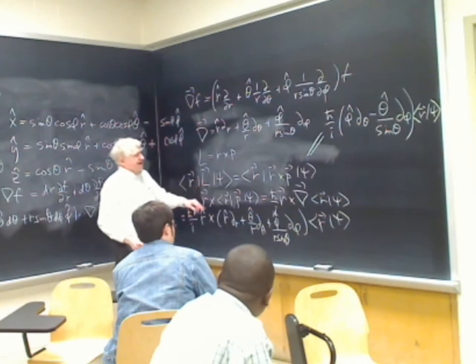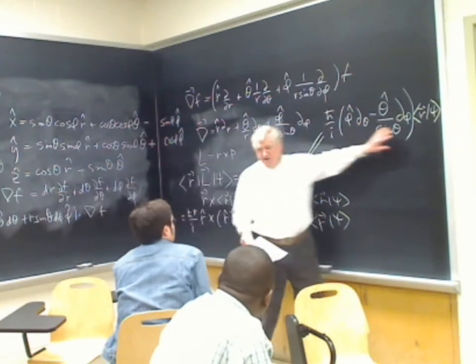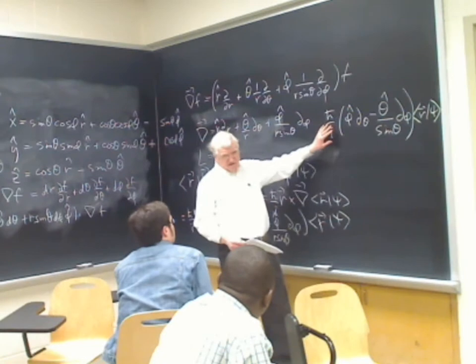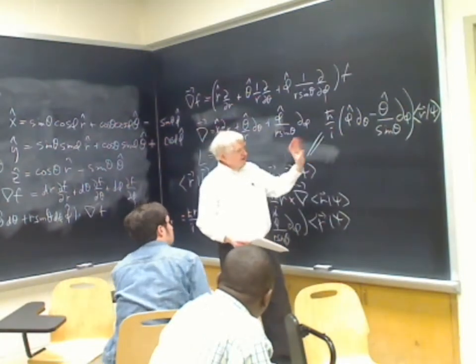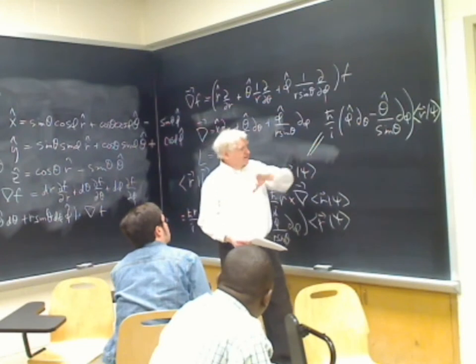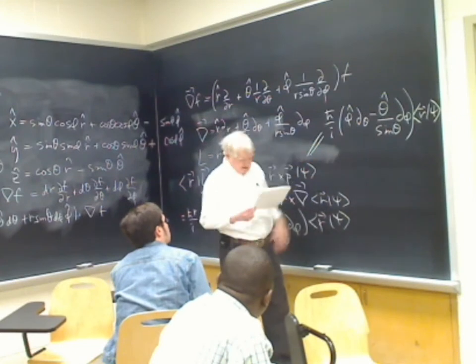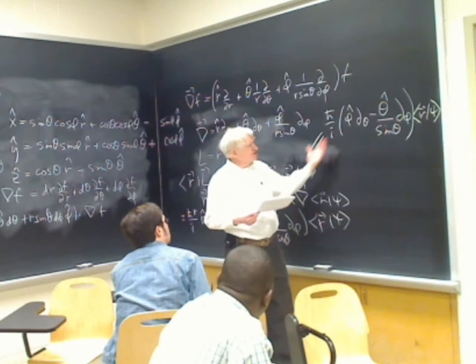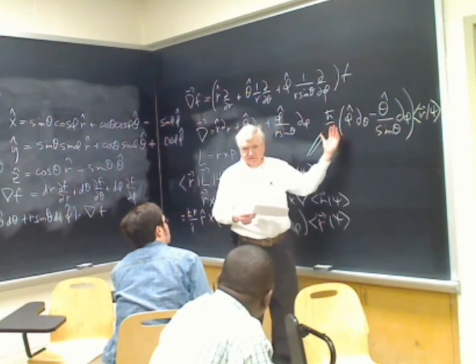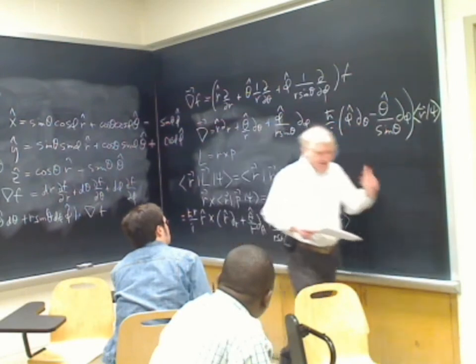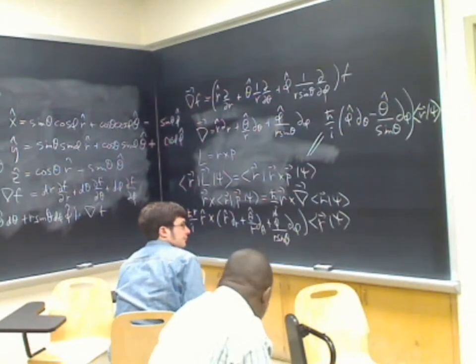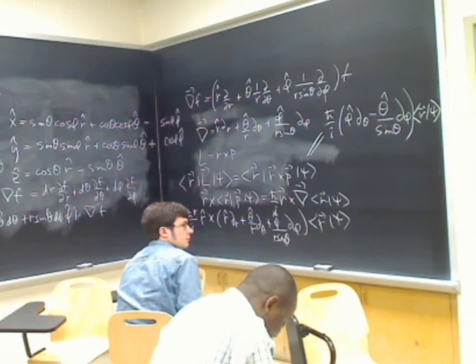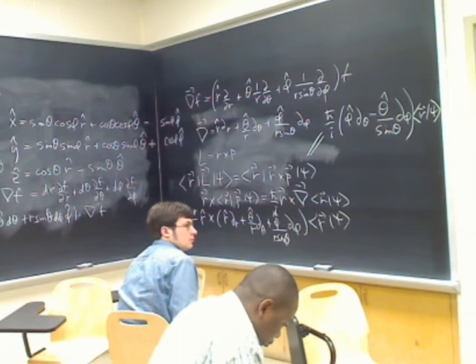L acting on the state is just this in spherical coordinates. And that kind of makes sense because it is something that just involves changing the angles. And it's kind of nice that it's an expression without any r in it. That's what you sort of intuit, but when you look at it as r cross p in rectangular coordinates, it doesn't look like this at all.